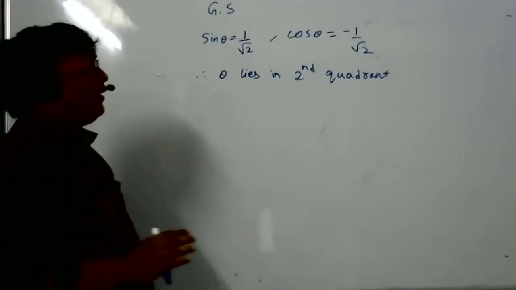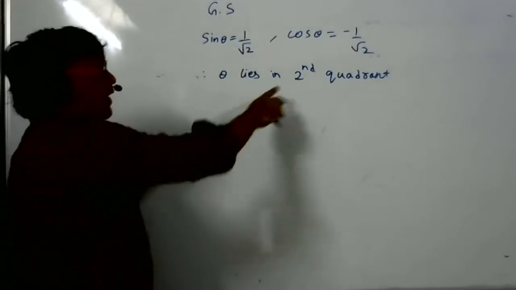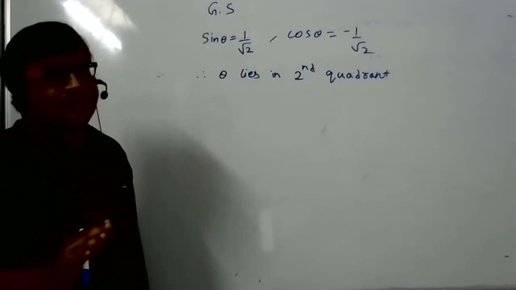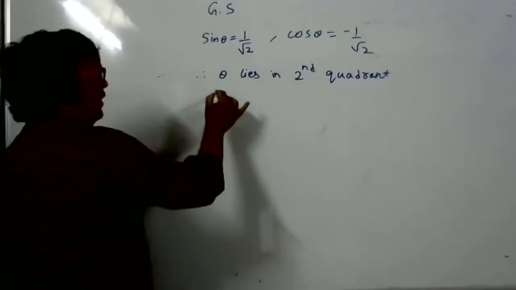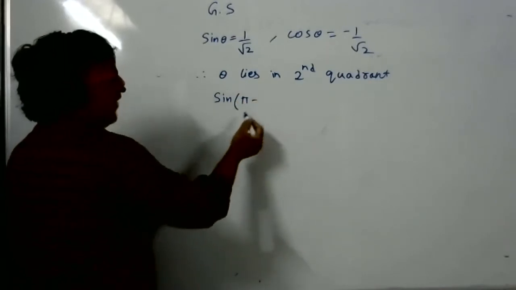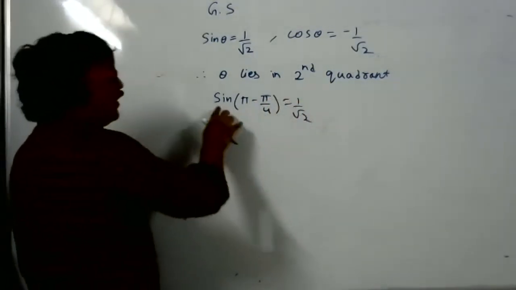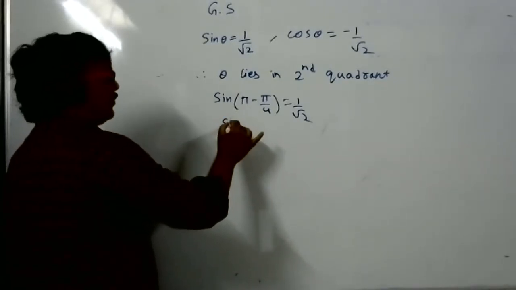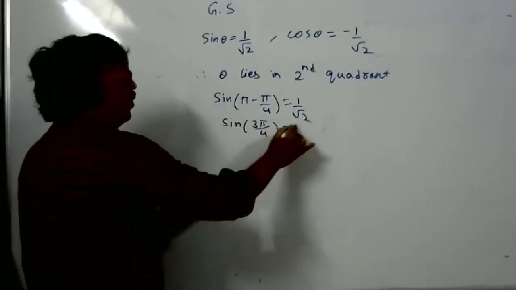Tell me an angle such that sine is 1 by root 2 in second quadrant. So what do you do? Sine of which angle is 1 by root 2 in first quadrant? Pi by 4. But I want to find the angle in second quadrant. So what I will do? Pi minus pi by 4, that is 3 pi by 4. Sine pi by 4 is equal to 1 by root 2 because sine of 180 minus theta is sine theta. So we got sine 3 pi by 4 is equal to 1 by root 2.